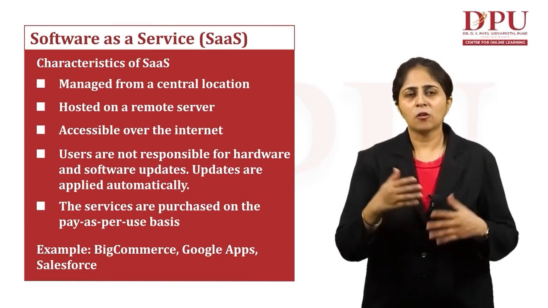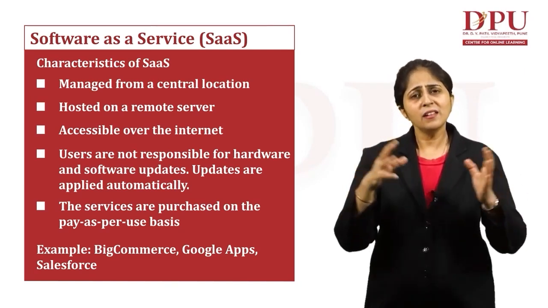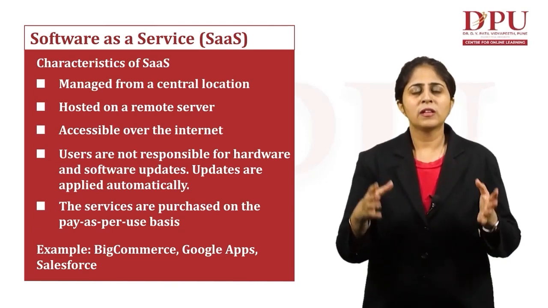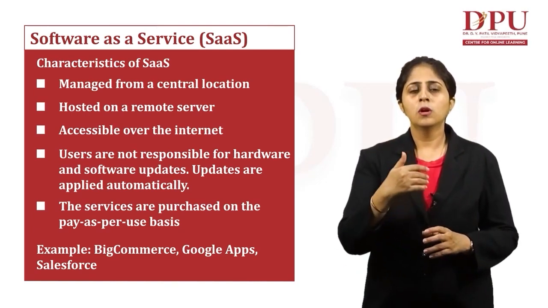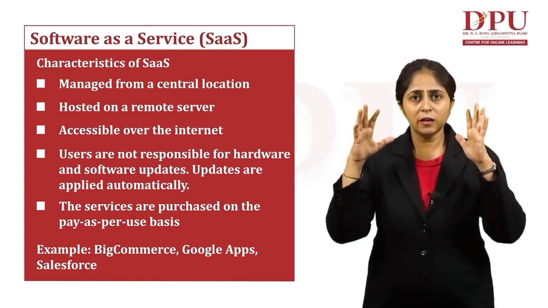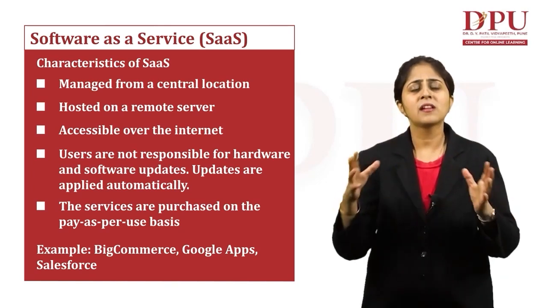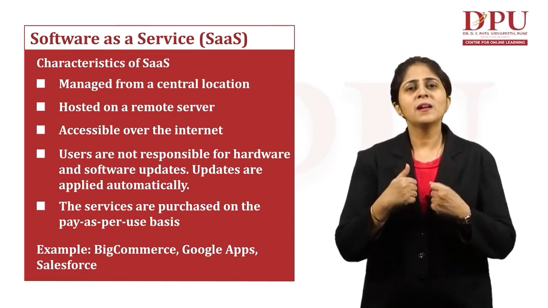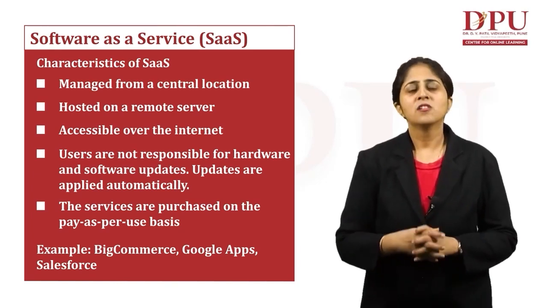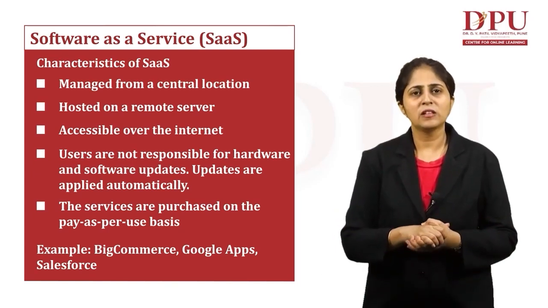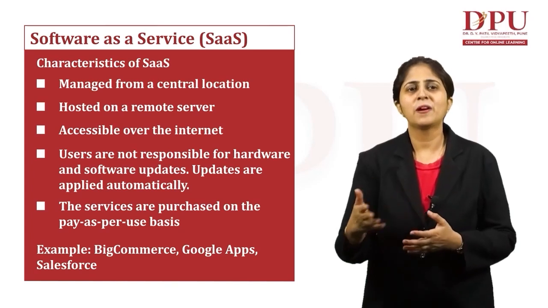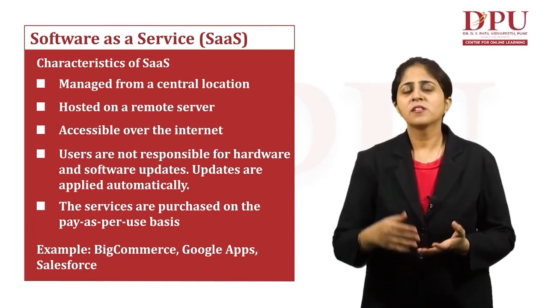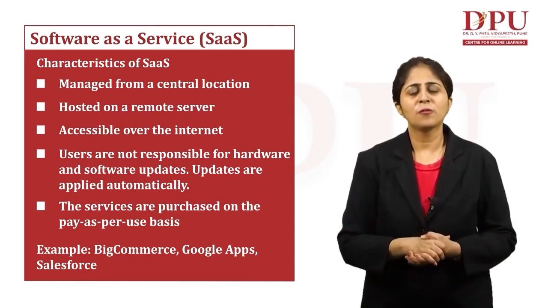Then the services are obviously used on a pay per use basis. This is another very important advantage that cloud services provide us. If we want to purchase any particular software, we have to spend such a high amount on purchasing that software. It can be used through cloud computing, and as per our usage we need to pay the providers. So the services provided using cloud computing are generally used on the pay per use model. Examples of software as a service: BigCommerce, Google Apps, Salesforce. These are all common examples of software as a service.